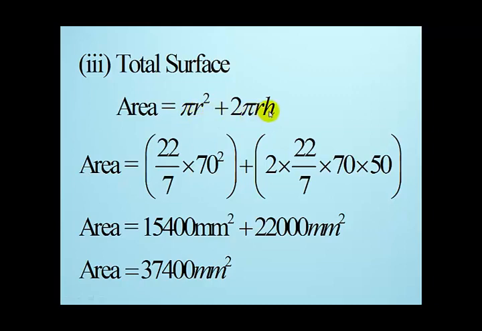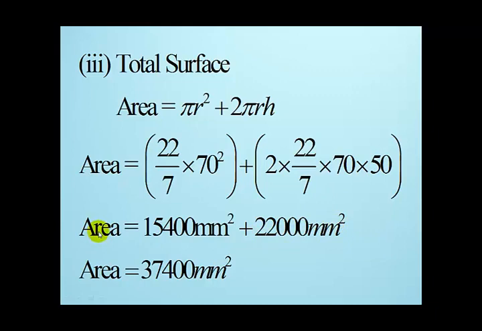So by substitution, the total surface area is equal to 22/7, that is pi, times 70 squared, that is r squared, because r equals 70, plus 2 times 22/7, where 22/7 is the pi, times 70, where 70 is the radius, times 50, where 50 is the height of the cylinder. So 22/7 times 70 squared is equal to 15,400 millimeters squared, plus 2 times 22/7 times 70 times 50 is equal to 22,000. So we have 22,000 millimeters squared.